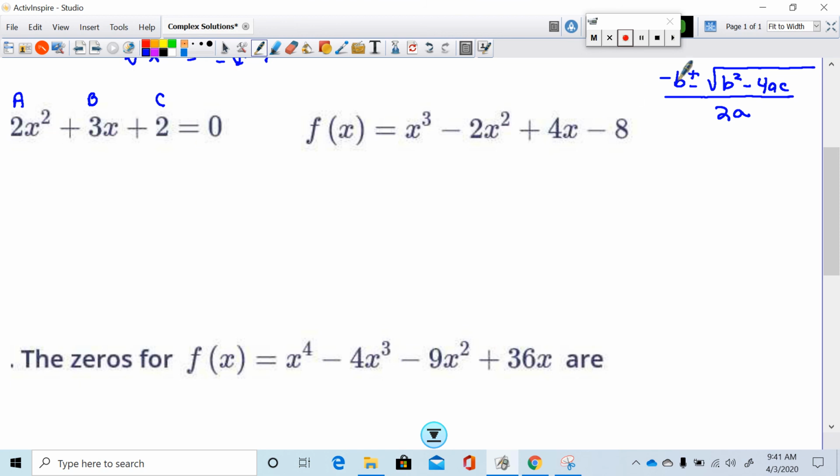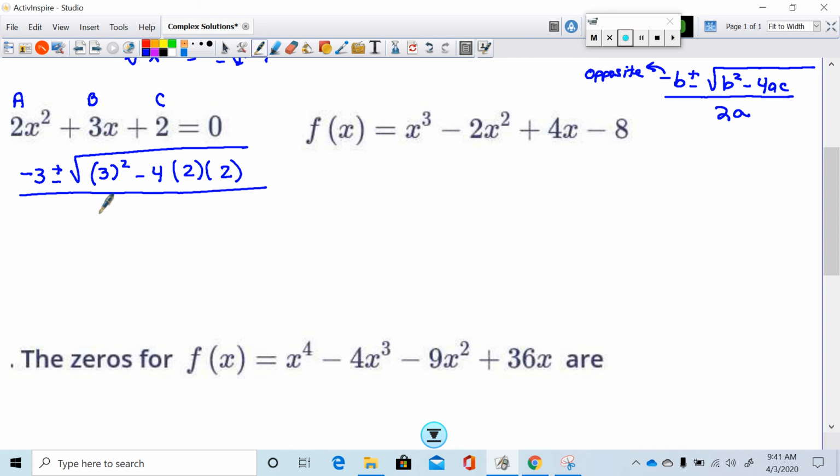Okay, so don't think of this as negative b because some students mistakenly think that that first number has to be a negative. Think of this as meaning the opposite of b. So the opposite of positive 3 is negative 3. Then I have plus or minus the square root of b squared minus 4 times a times c all over 2 times a. Okay, so I'm going to figure underneath the radical first.